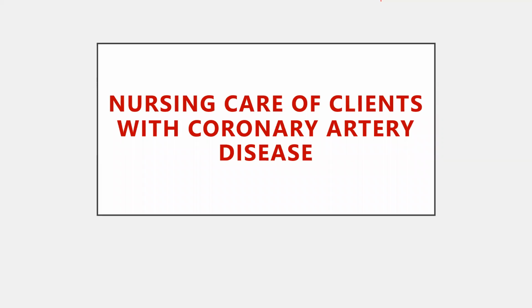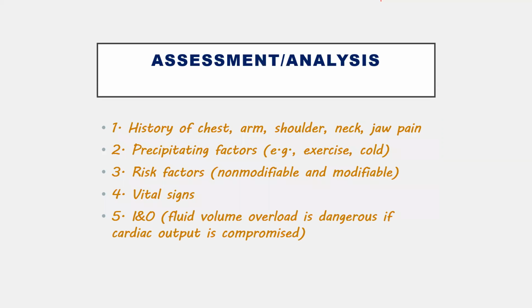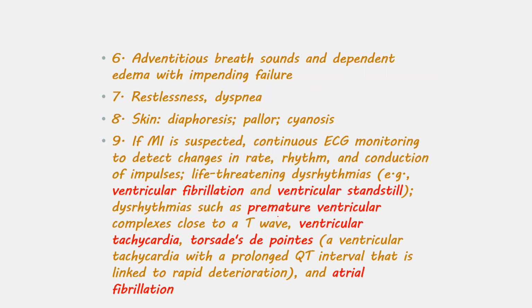Next is the nursing care of clients with coronary artery disease. So what is our role here? So first thing we have to assess for the chest, arm, shoulder, neck, jaw pain. We have to check for the precipitating factors like exercise, cold, stress, etc. We can see the risk factors that are the non-modifiable, modifiable, vital signs, intake output, that is fluid volume overload is dangerous if cardiac output is compromised.